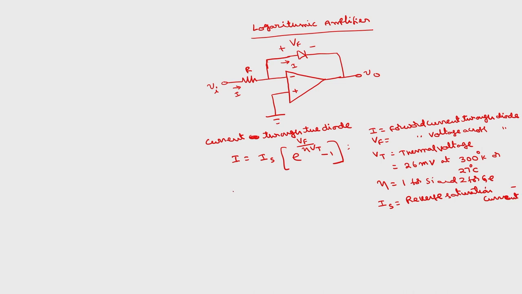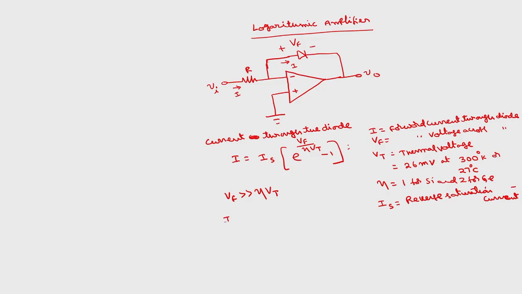Now here, assume that Vf is greater than eta Vt. Eta Vt is very small, of the order of millivolts. If the forward voltage across the diode is greater than eta Vt, then this can be approximated as Is times e to the power of Vf by eta Vt. This minus 1 you can neglect.